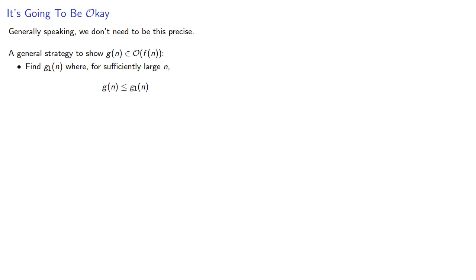Generally speaking, we don't need to be this precise, and so we can take a general strategy. We'll find a g1 of n where, for sufficiently large n, g of n is less than or equal to g1 of n, and g1 of n is, in some sense, a simpler function. And then lather, rinse, repeat, until we can eventually get to a function that is a constant multiple of f of n.